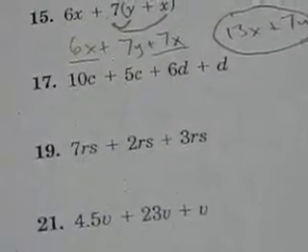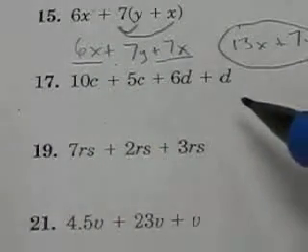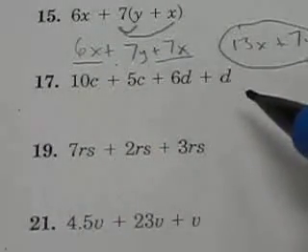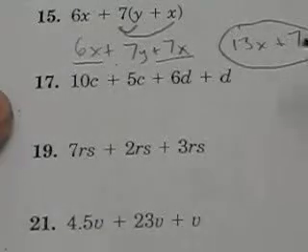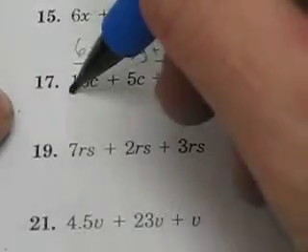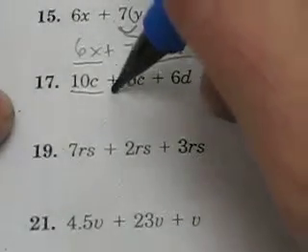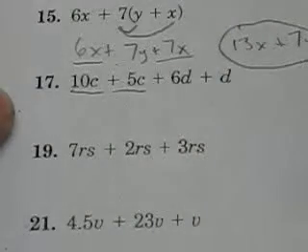Okay, on 17. Now we don't have the distributive property to use. There are no parentheses, so we know that we're not going to use the distributive property. What we need to do is identify the terms that are alike, though. 10c. There is another c right here. We have 5c. So those are like terms.